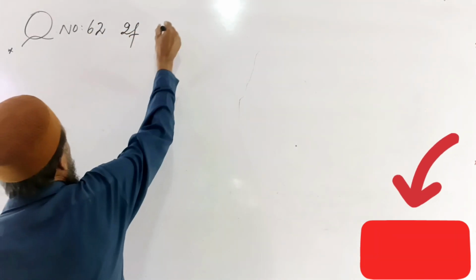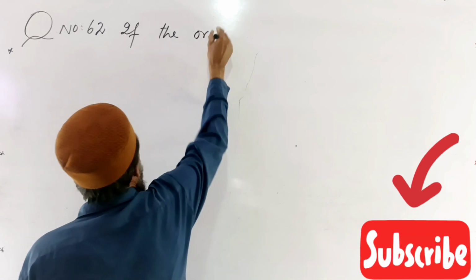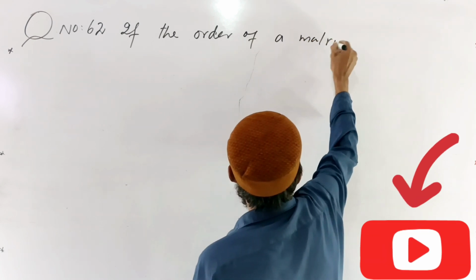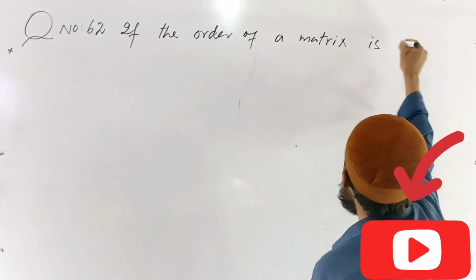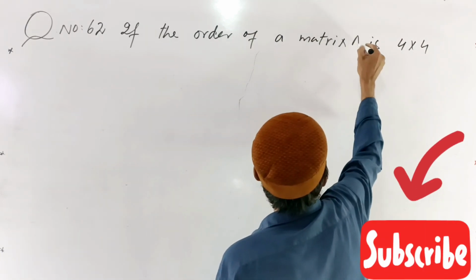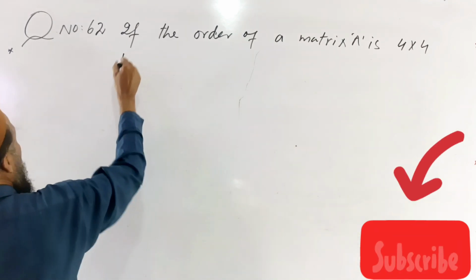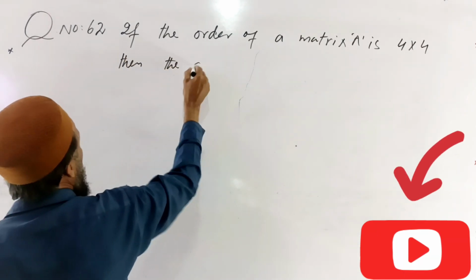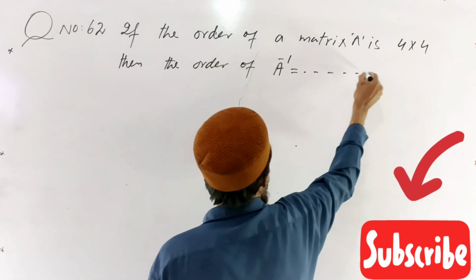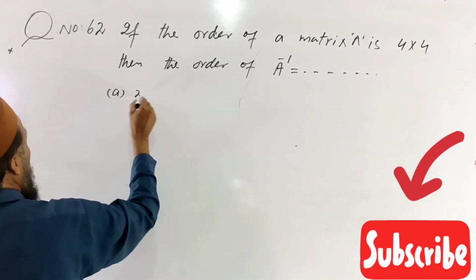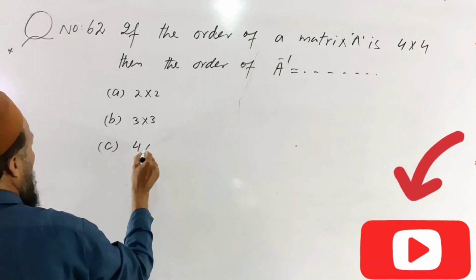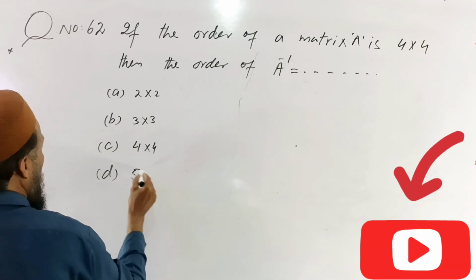If the order of a matrix A is 4 cross 4, then the order of A inverse is equal to: A) 2 cross 2, B) 3 cross 3, C) 4 cross 4, and D) 5 cross 5.